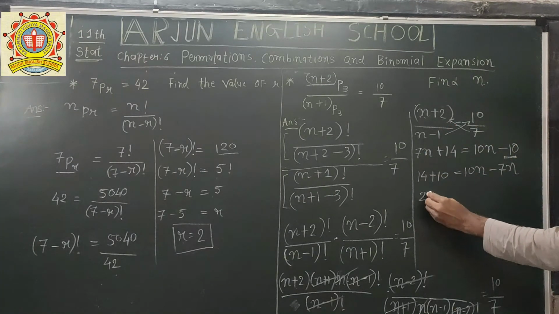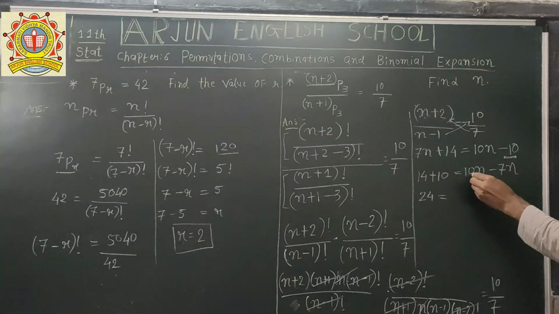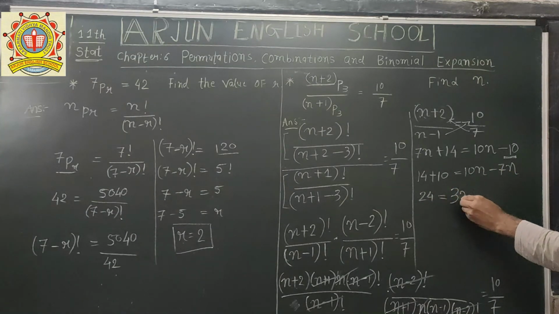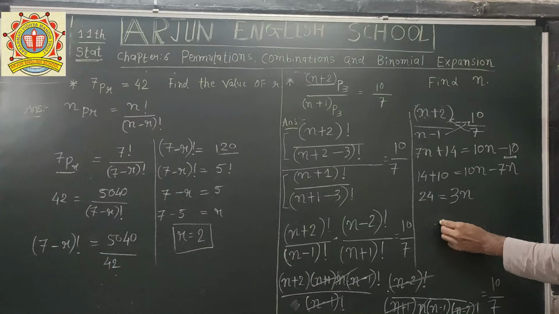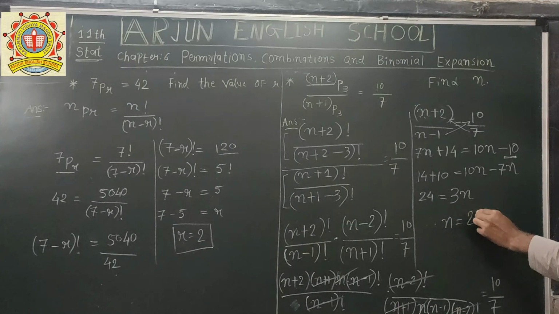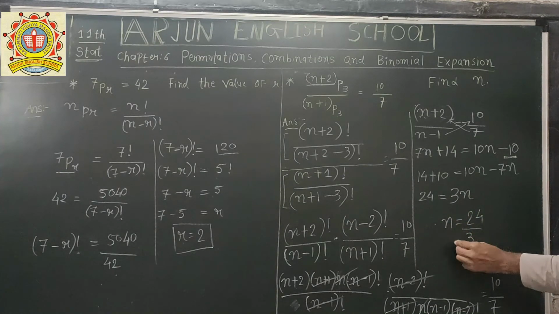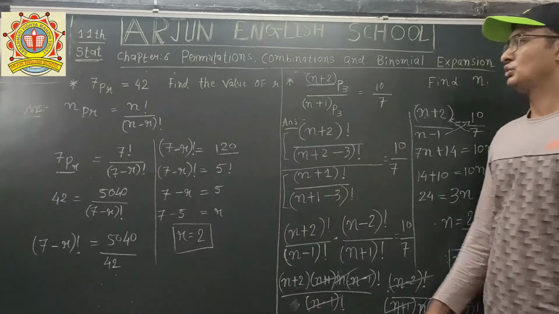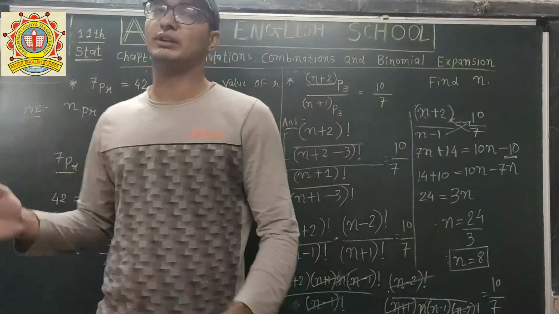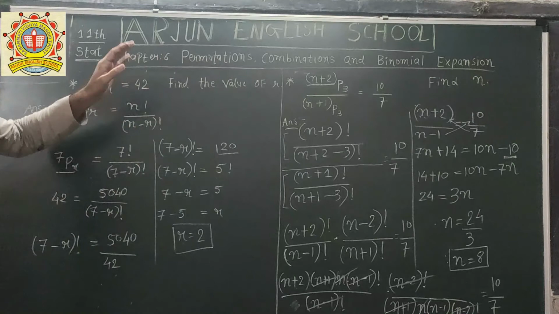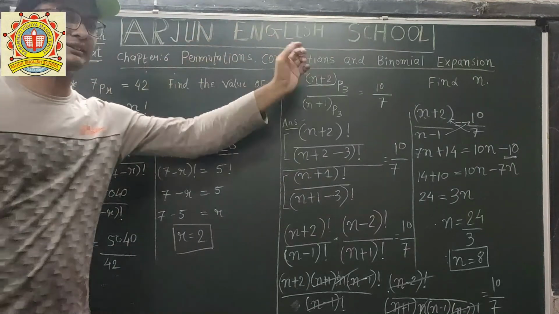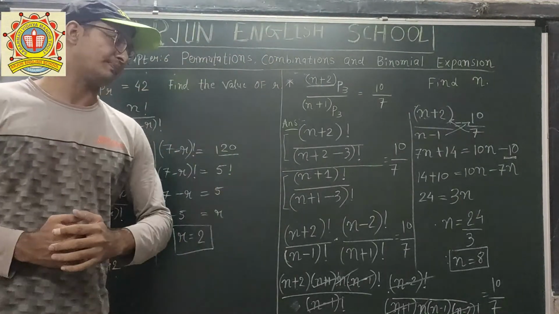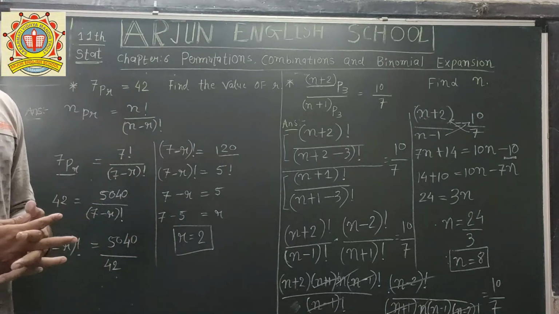So it comes to 24 equals 10 minus 7, that is 3. Therefore, n is equal to 24 by 3. And n is equal to, my final answer is 8. That's it. So here there are two sums. In one sum we had to find the value of r, and in the other sum we had to find the value of n. So we have solved both the sums.